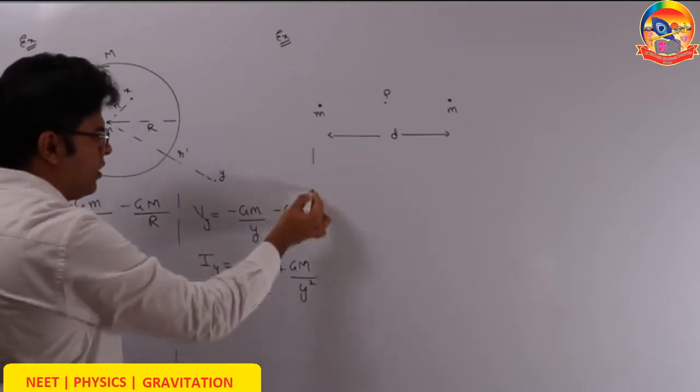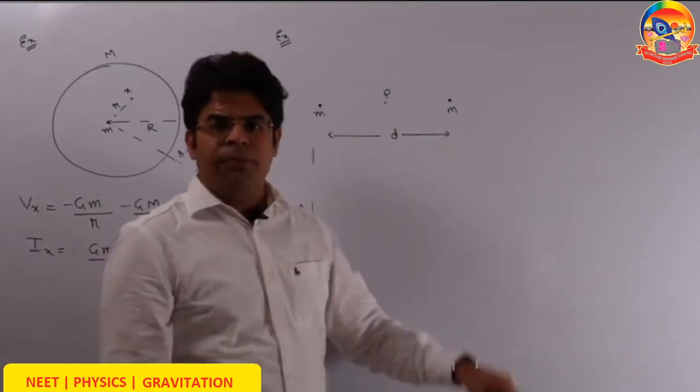Next example. There are two identical masses m and m placed at distance t.